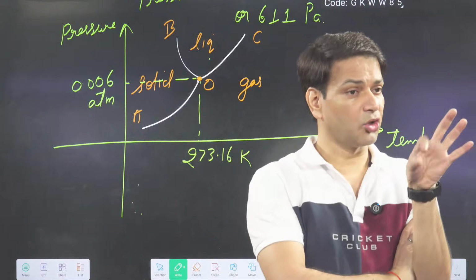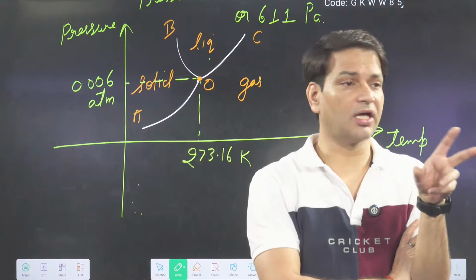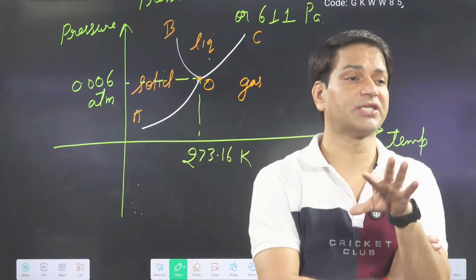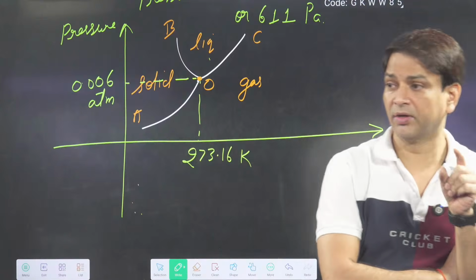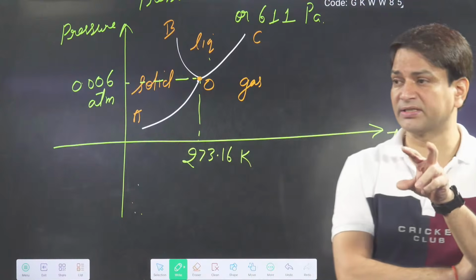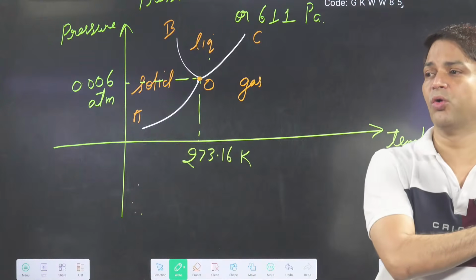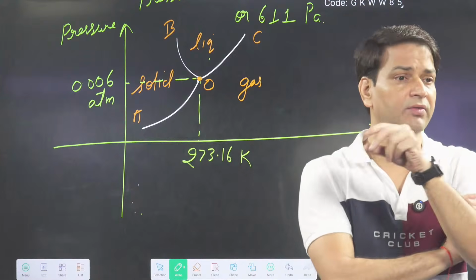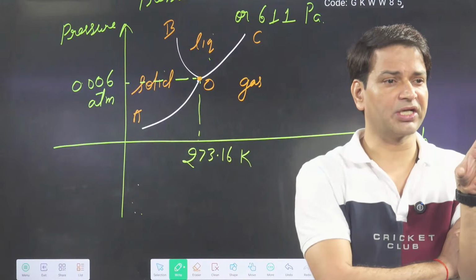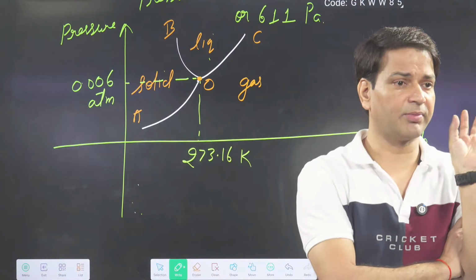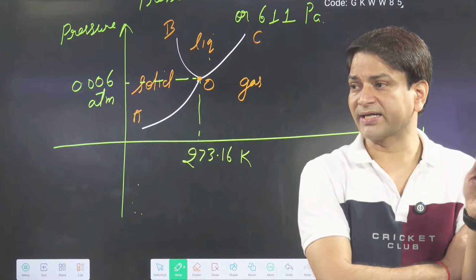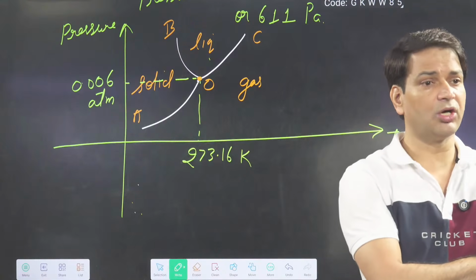So in OA, solid and gas states exist in thermal equilibrium, which means OA is the sublimation curve. In the second type of question, they will ask which curve OA represents, which curve OB represents. So OA is the sublimation curve. Everybody got this? Why do solid and gas exist in thermal equilibrium on OA?